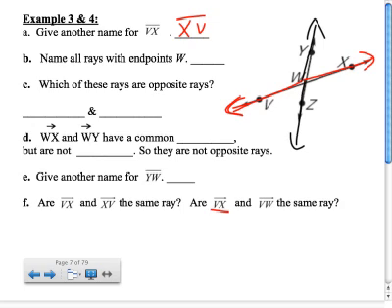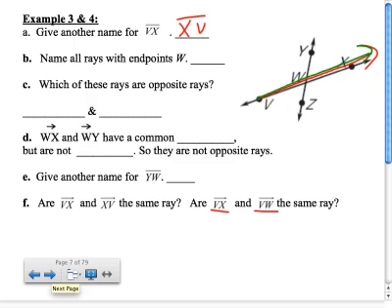Over here it says VX and VW. If we look at those 2 rays, the endpoint is V. VX says start here, go through X, and keep going. And then VW says start at V, go through W, and keep going. So clearly, once I trace it, it's pretty obvious that they are, in fact, the same ray.